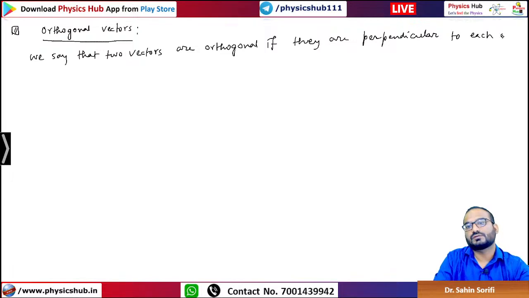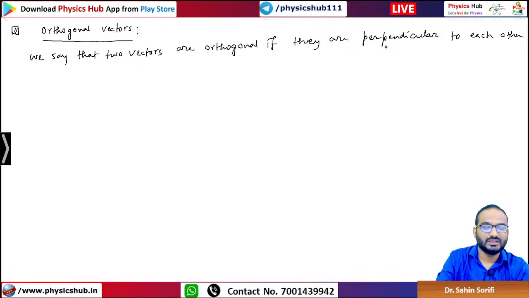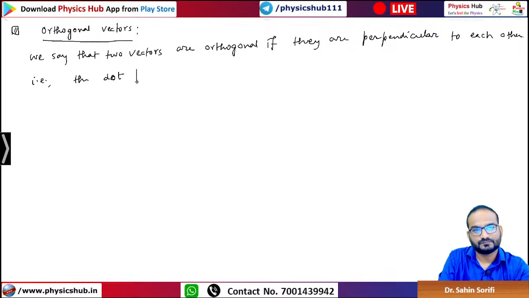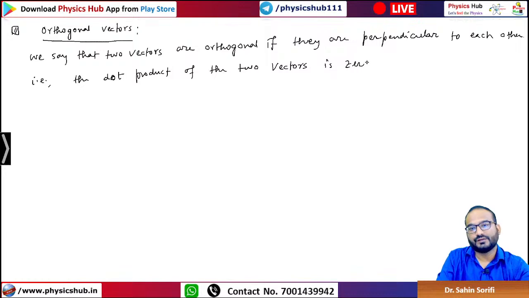Now if two vectors are perpendicular to each other, their dot product will be 0. We say that two vectors are orthogonal if they are perpendicular to each other. That is, how do you determine it? The dot product of the two vectors is 0. So whenever you are asked whether the given set of vectors is orthogonal or not, you will just take the dot product. This is the first definition.